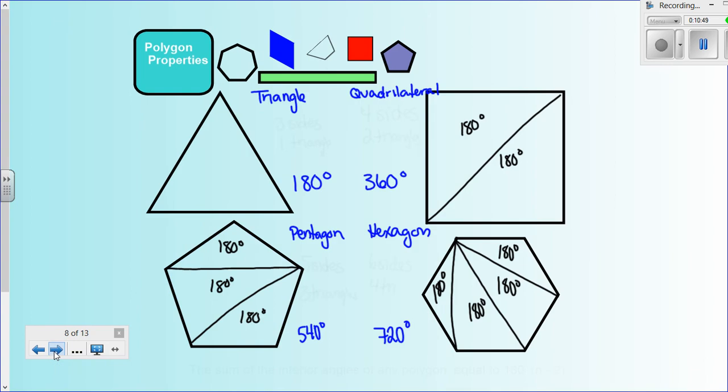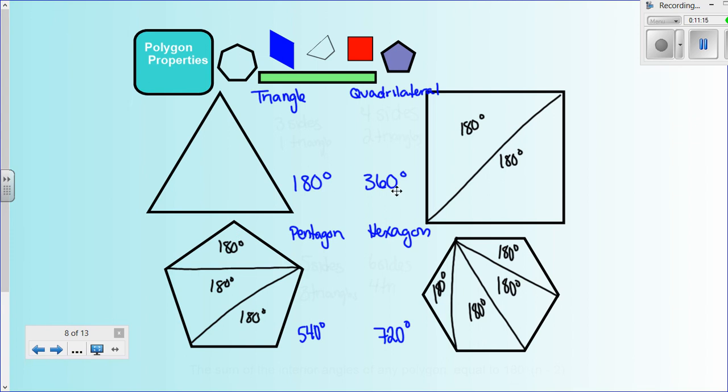So, taking a look at these 4 polygons, I wanted to look at the triangle, the quadrilateral, the pentagon, and the hexagon. So if you've noticed, similar to what I did with the quadrilateral, for the pentagon and hexagon, I divided these polygons into triangles to figure out what the interior angles would sum to. So as we saw before, the triangle sums to 180 degrees.